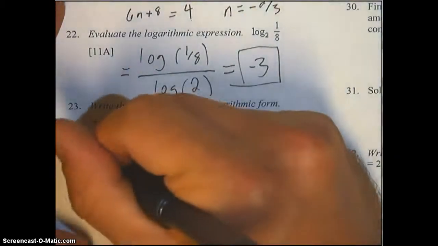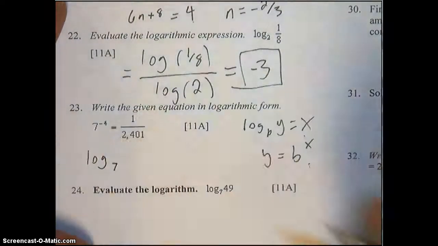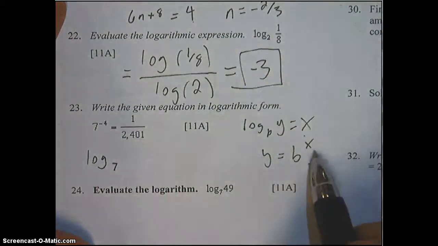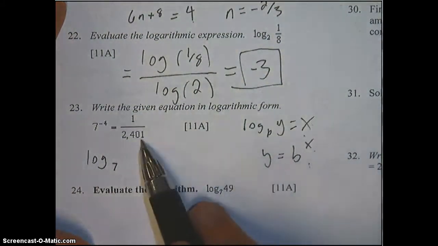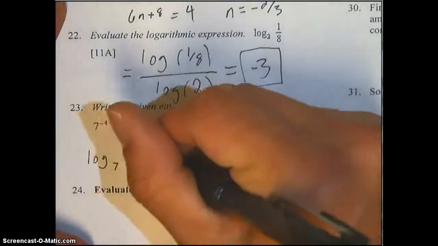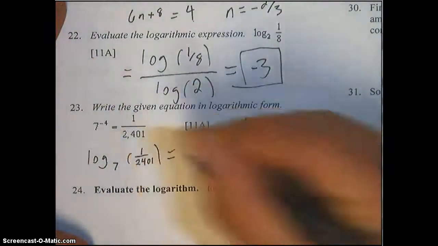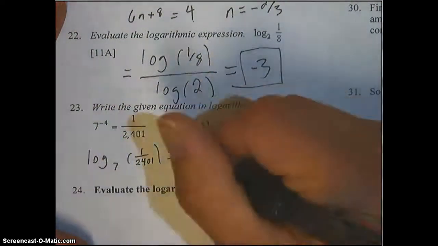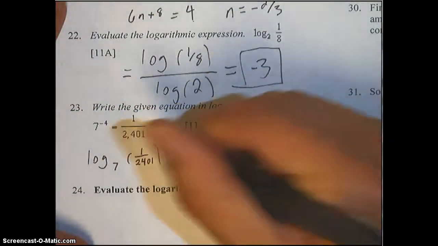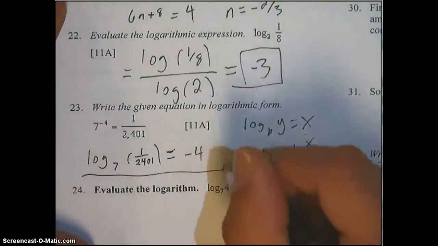So we'll start with the base, log base 7. And let's see, okay, the exponent's the x, so I want what's on the other side of the equal sign to be the y. So I'm going to write this as 1 over 2,401 equals, and that's just what's up in the exponent there, of negative 4. And that should be it. That's how you write it in logarithmic form.